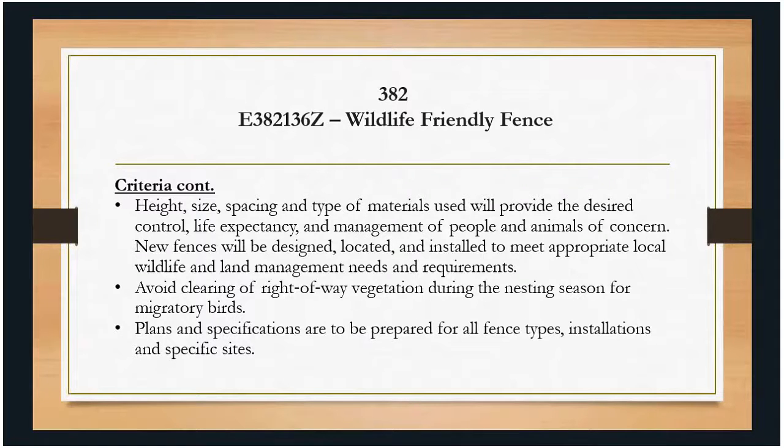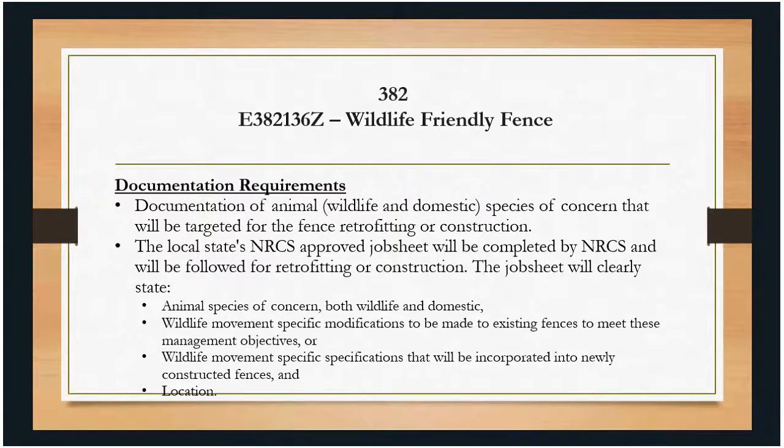Okay, additional criteria would be taking into consideration height, size, spacing, and type of materials used to provide the desired control, life expectancy, and management of people and animal of concern. New fences will be designed and located and installed to meet appropriate local wildlife and land management needs and requirements. Avoid clearing of right-of-way vegetation during the nesting season for migratory birds. Plans and specifications are to be prepared for all fence types, installations, and specific sites.